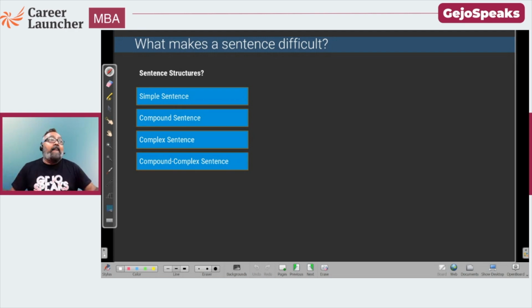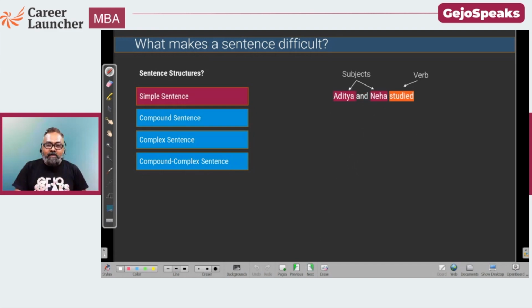Okay. So I ran. That has got a subject and a verb, so this would be a simple sentence. Aditya studied. It has got a subject. It has got a verb. Now that is not necessarily a simple sentence. It's also a simple sentence, though there is a compound subject, but it's actually talking about this as a group, which is Aditya and Neha studied. This is also a simple sentence.